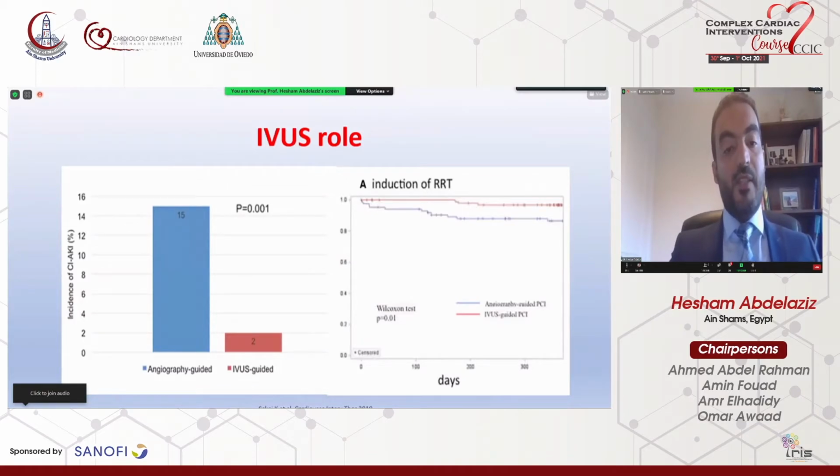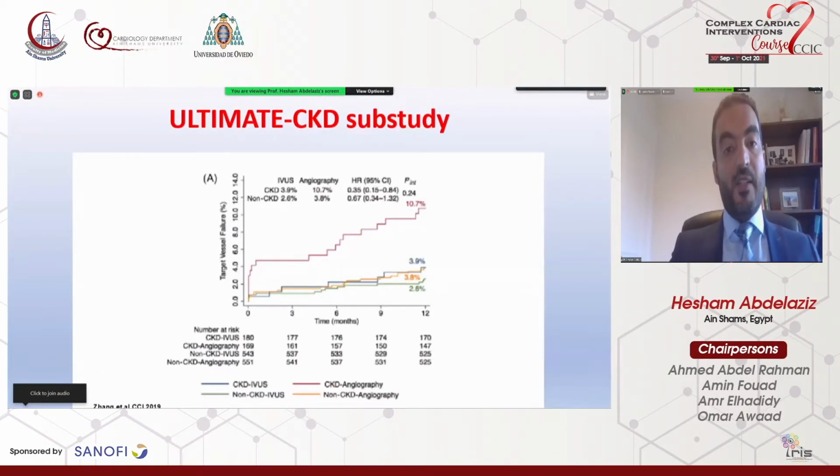The role of IVUS here is clearly evident from a trial done by Sakai et al. in 2019, which showed that IVUS-guided intervention compared to angiography-guided intervention resulted in significant reduction in the CIN incidence and significant reduction in the need for renal replacement therapy. And finally, the ULTIMATE CKD sub-study showed that IVUS guidance compared to angiography guidance in these patients significantly reduced the incidence of CIN and target vessel failure.